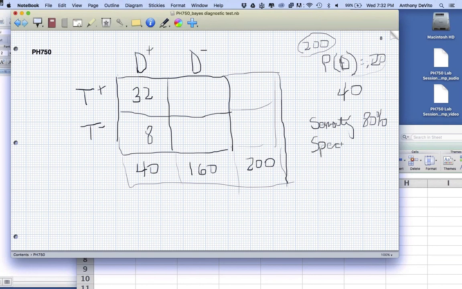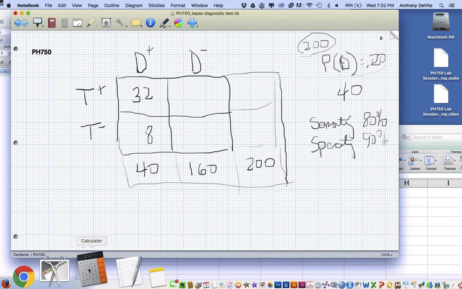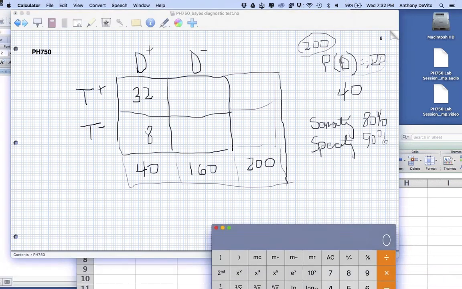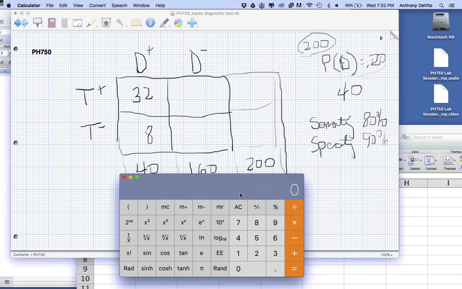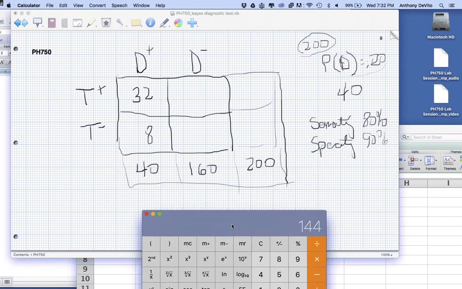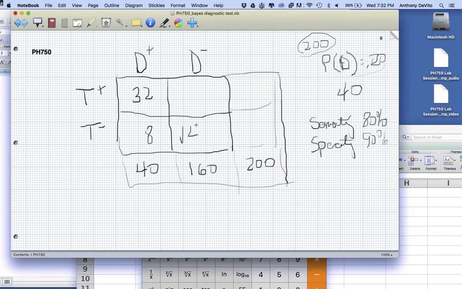Remember, the specificity was 90%. So I expect to identify negatives correctly 90% of the time. So what's 90%? This is where Excel would have been a little bit nicer to use, because I could actually do the calculations right in place. So if I have 160 people times 0.9, I would expect to get the right answer for 144 people. I'm sorry I even did that, since you guys were quicker at it than I was.